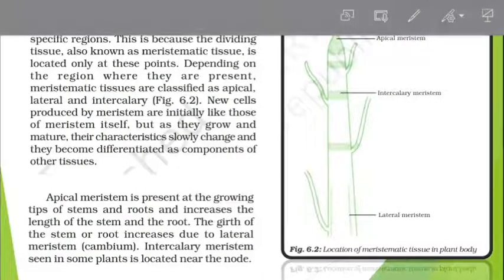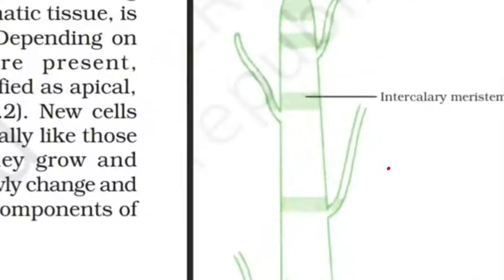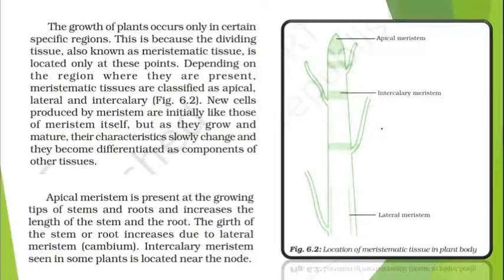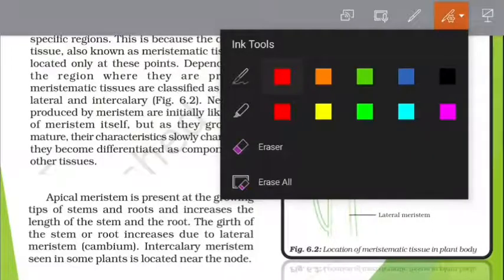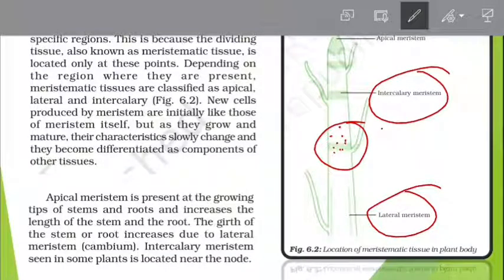So now we study the actual diagram. This is apical meristem. You can see this is the apical meristem, this is intercalary meristem, this is lateral meristem. Now what exactly is the meristem? These are just groups of cells which have the capability of division. This lateral meristem is also a group of cells, intercalary meristem is a group of cells. All are groups of cells which have the capability of division.